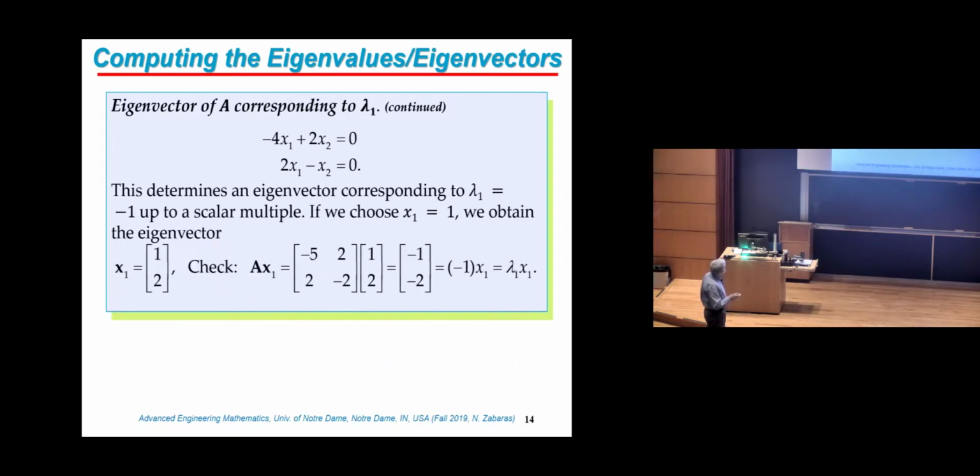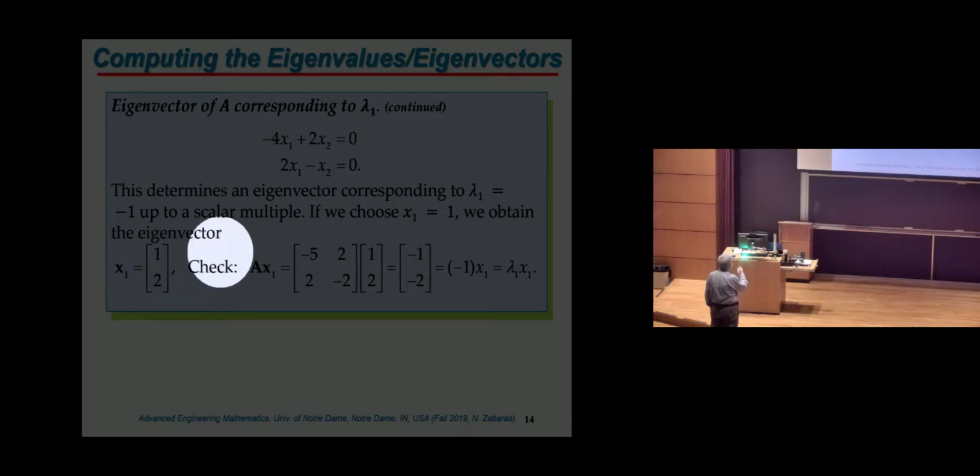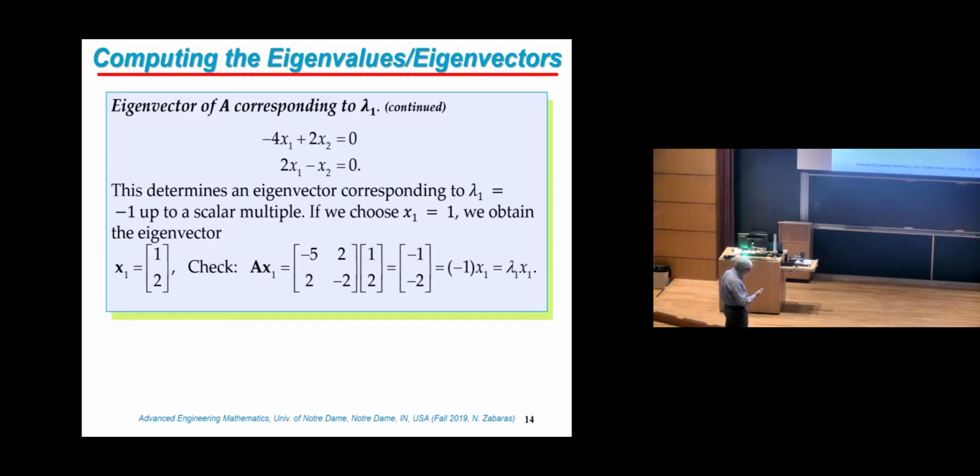So this is the first eigenvector. And you can actually test it. If you multiply A by this eigenvector, you actually get, as we have written like this, -1 times x1. All right, and x1 is 1 and 2. So this is indeed the correct eigenvector.